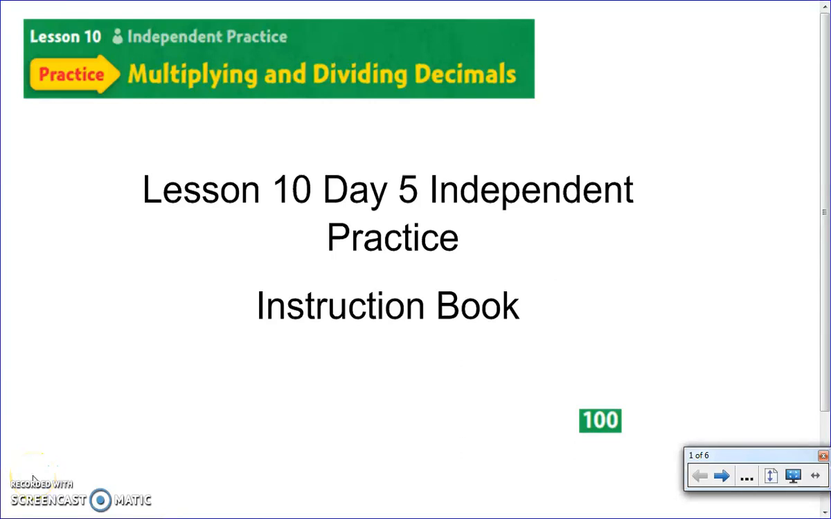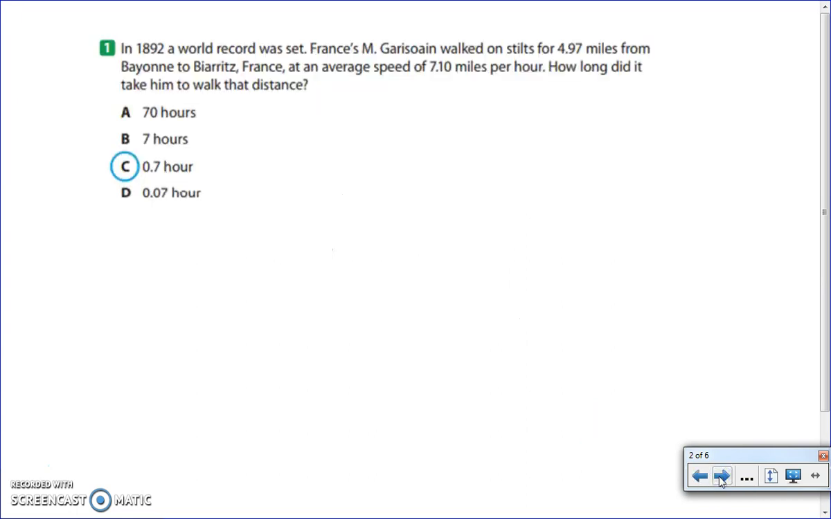Hi, this is Mr. Gillum, and today we're looking at multiplying and dividing decimals. This is your independent practice on page 100. If you haven't tried this already on your own without the answer key, I want you to do that first, and then watch this to check your answers.